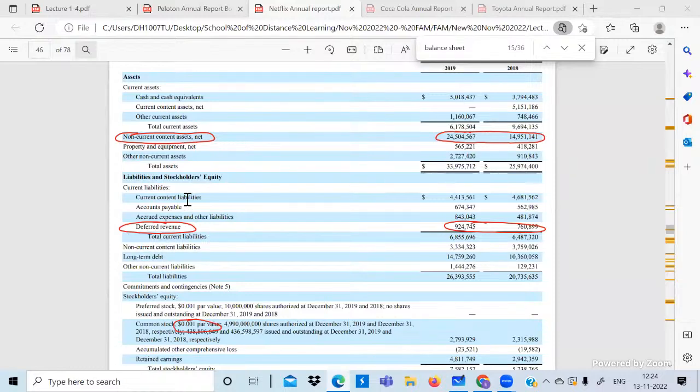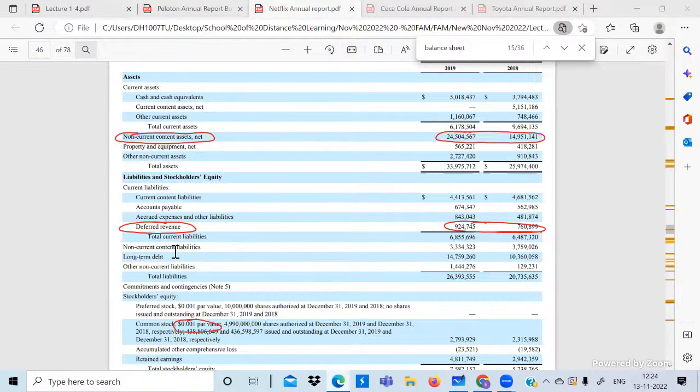Then on the liability side, you also have something like deferred revenue. What is this deferred revenue which is shown under current liability? Any idea? Netflix deferred revenue. It's a liability. So it's not a recoverable. If it were a recoverable, it would become an asset.